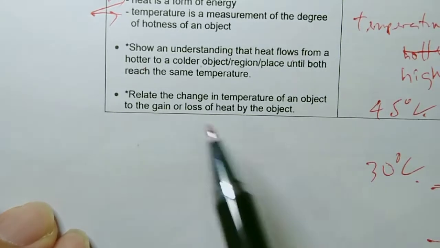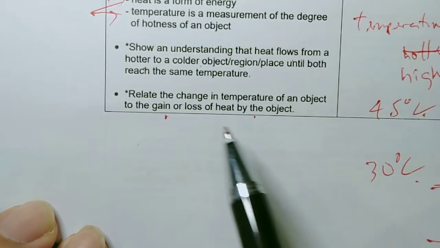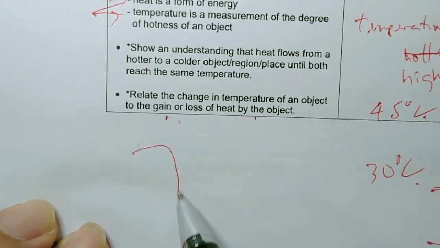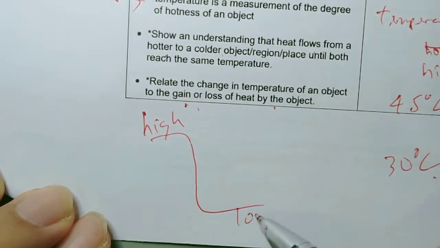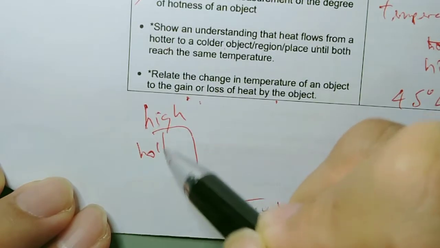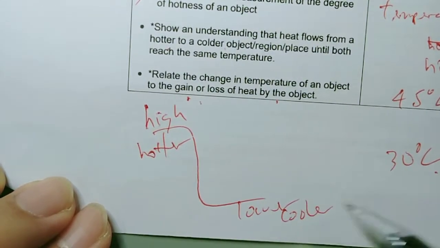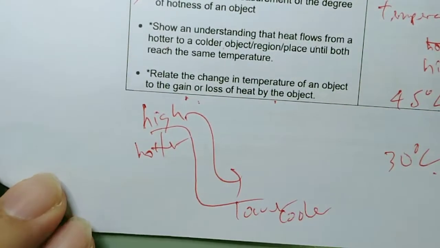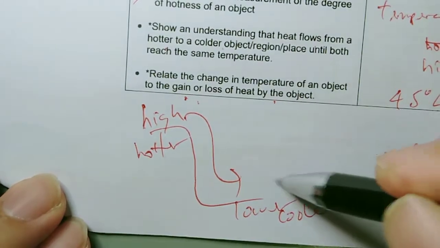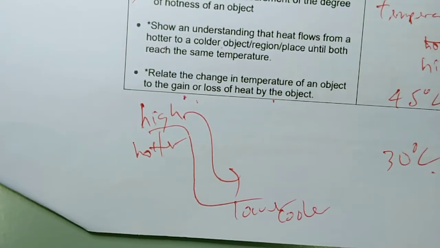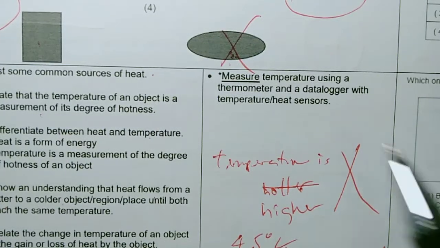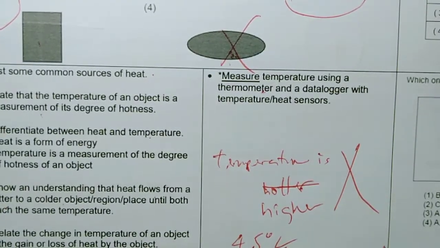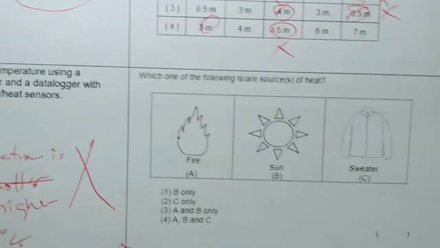And you got to know the idea of heat gain and heat loss. It's always flowing from higher temperature to lower temperature. Think like a waterfall. Higher temperature, lower temperature. Hotter place, cooler place. Heat always flows in this direction, never in the opposite direction. How can we test you? We can test you using questions with thermometers, with data loggers. Let's try some questions now.